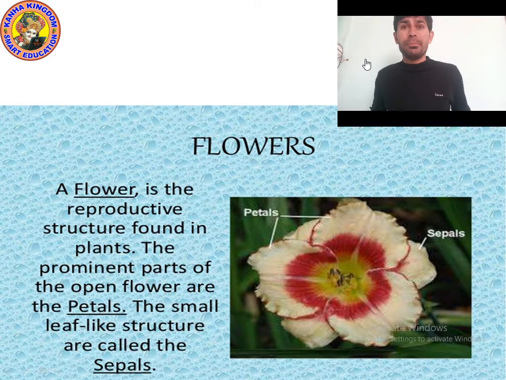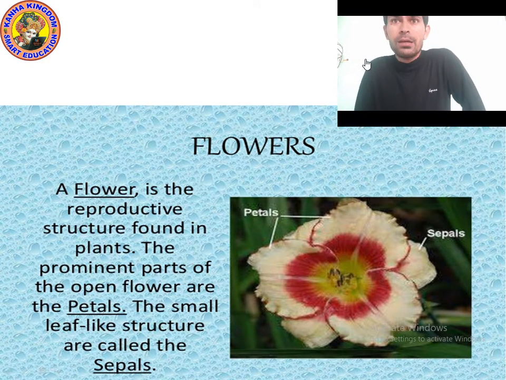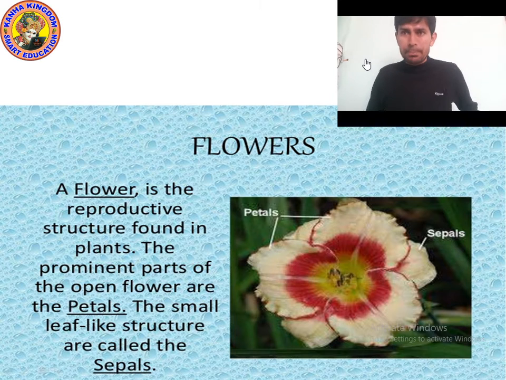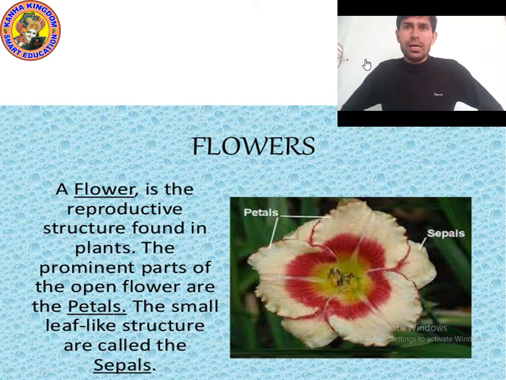The main part of the flower is known as petal. Petals are very soft leaf-like structures. Pankudia in Hindi, you can say pankudia. And sepals, the small leaf-like structures, are called the sepals. Sepal is actually a small leaf-like structure.